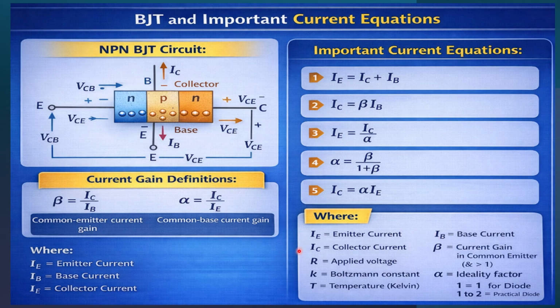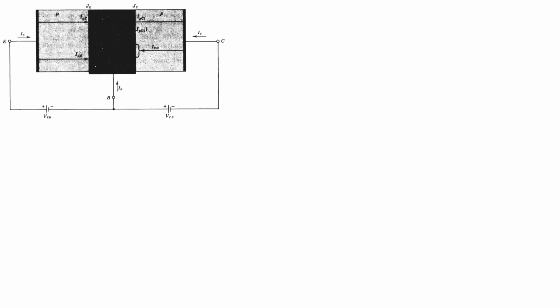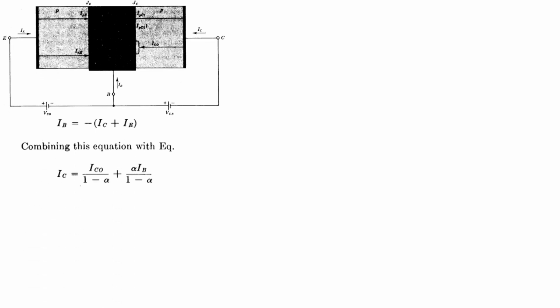IE is your emitter current, IC is your collector current, then the applied voltages are VCB, that is the input voltage, and VC, that is the output reverse direction voltage that we are applying. So beta is also called the current gain, and ideally it should be very high. Alpha is an ideal factor, it may be equal to 1. So let's see some more details about the BJT.